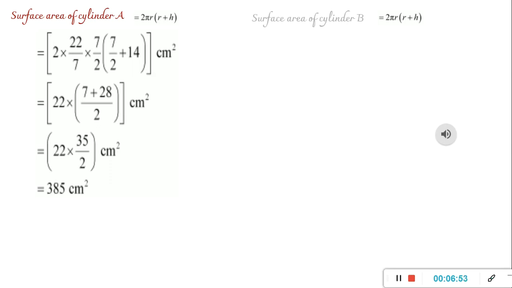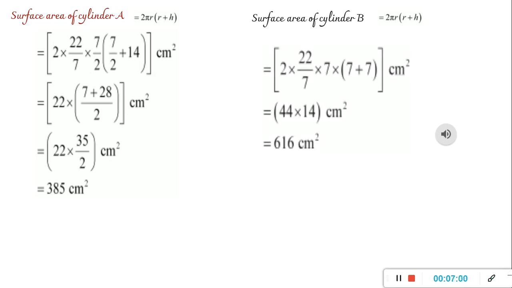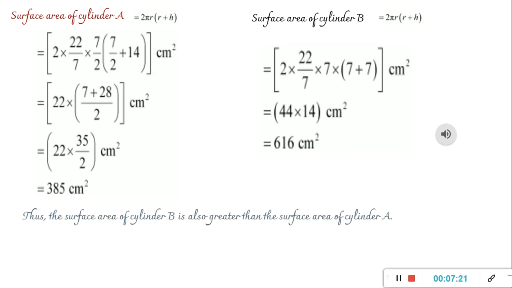Now let's see the cylinder B. What is the surface area? Formula would be 2 pi r into r plus h. 2 into 22 upon 7 into 7 plus 7. So here 7 and 7 will cut. 2 into 22 is 44, into 7 plus 7 is 14. So 44 into 14 would be 616 centimeter square. Now we can see that here also volume B was greater. Same way surface area of cylinder B is also greater. So the surface area of cylinder B is also greater than the surface area of cylinder A. Clear?